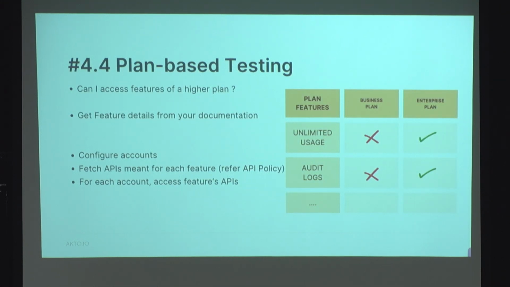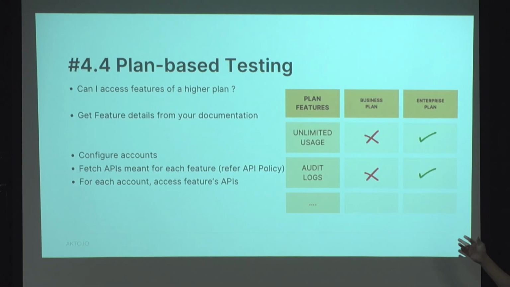The next one is plan-based testing. This one requires a different kind of API access table, and this is usually a part of documentation. Every product has documentation. In the documentation, they mention what kind of plans are available to all the users, and in each plan, in detail, what all features are a part of that plan. So this is all very well documented.